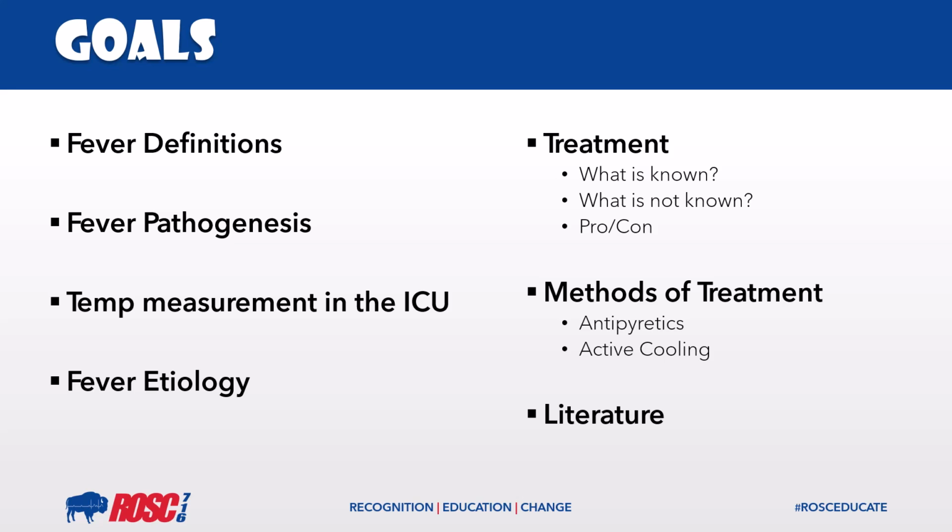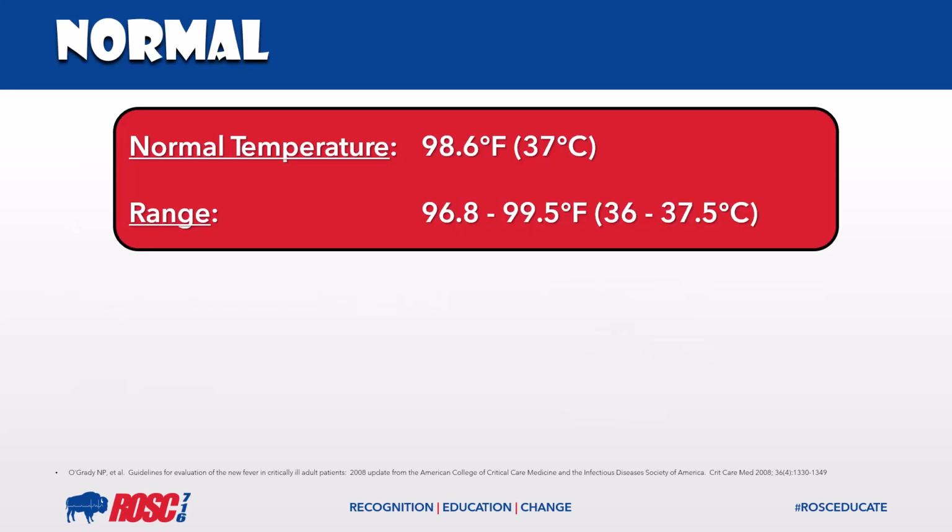Lastly, I'll superficially review available literature throughout this presentation. If you want to take a deeper dive into the research, I've made sure to list citations on all applicable slides. Well, we all understand and probably agree that a normal body temperature is 98.6 Fahrenheit or 37 degrees Celsius.